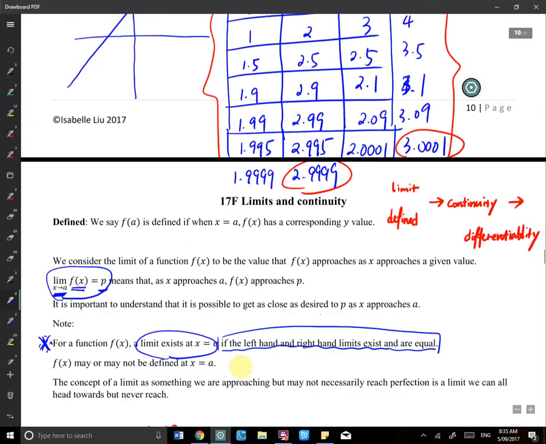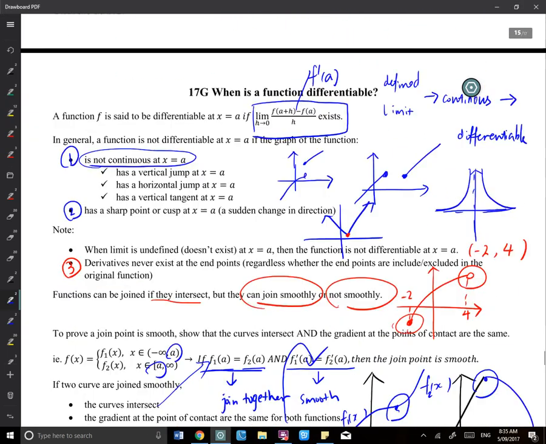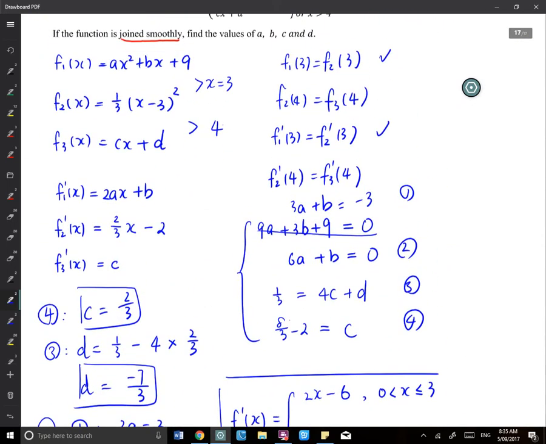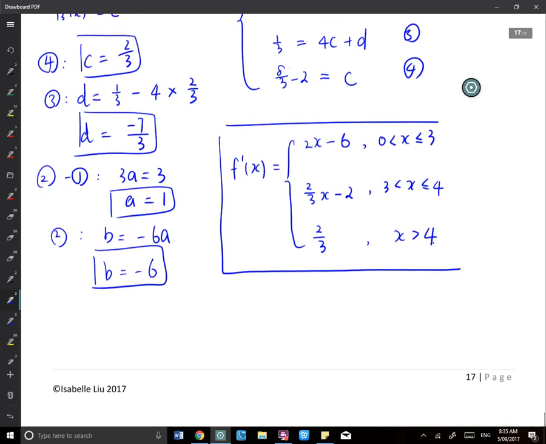Okay, so have a think about what we learned last lesson. Last lesson we learned what is differentiability. So what is differentiable? The last question we do is that one. When a function is differentiable, it must be a smooth continuous graph, then it's differentiable.